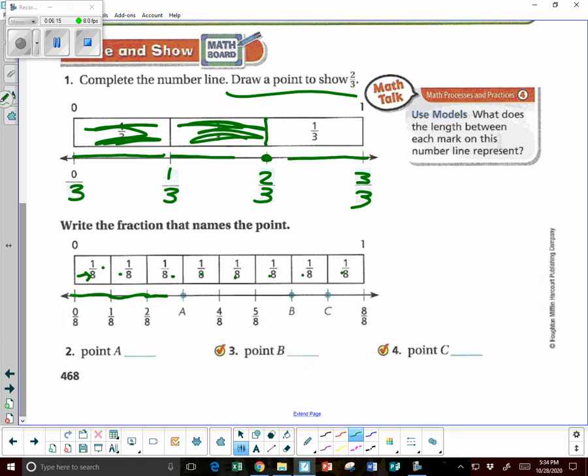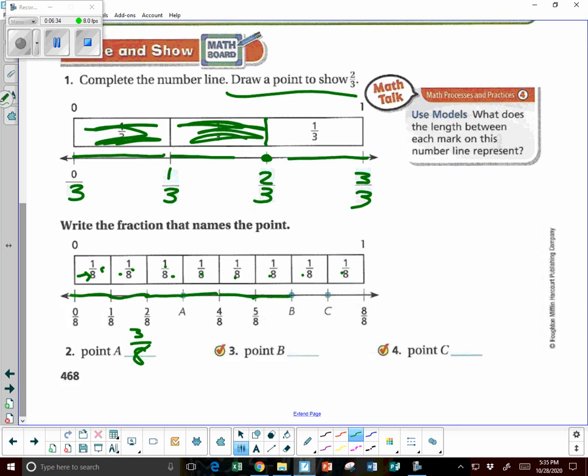Well, where is A? What is that point? Well, we have 1, 2, 3 out of the 8 boxes. So it's 3 eighths. Okay? Now we go on. There's 4 out of 8, 5 out of 8.